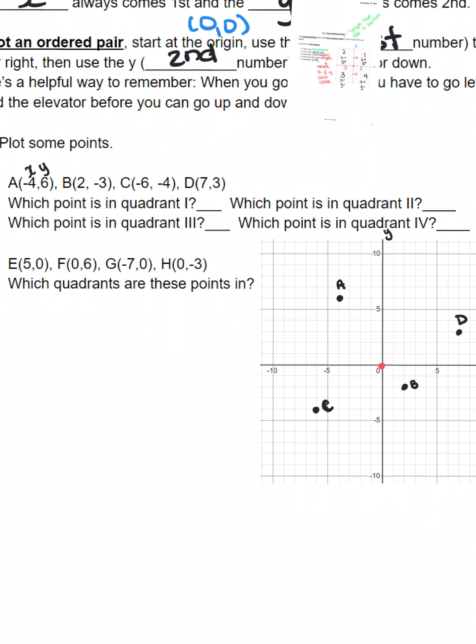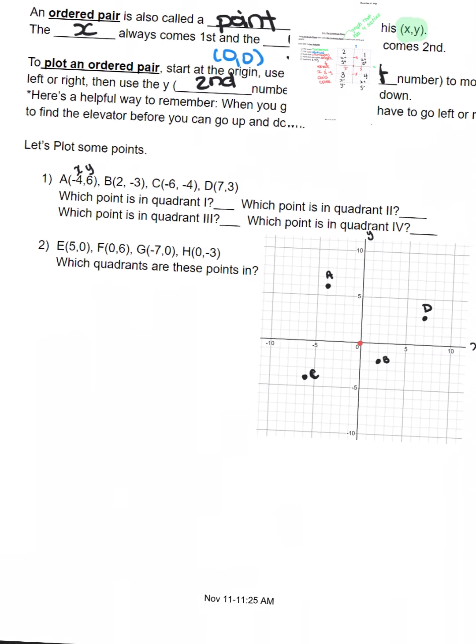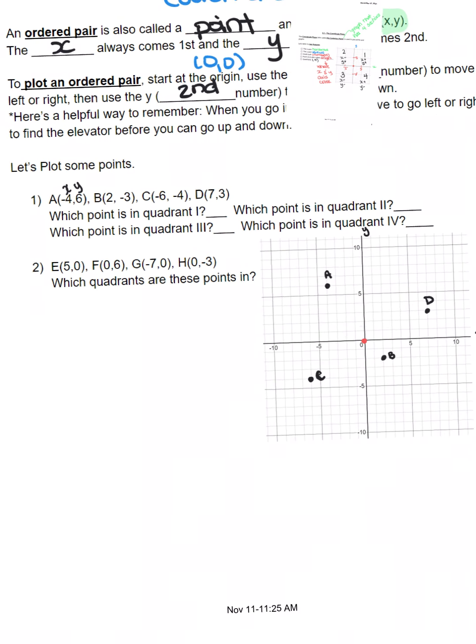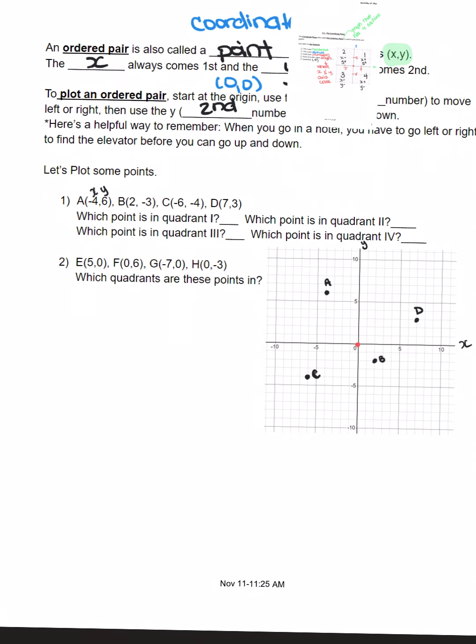So if I'm looking at this, I can see on my graph here, remember that if I were to label this, this would be quadrant 1, 2, 3, 4. And I'm going to label these. So it's saying which point is in quadrant 1. I notice that in quadrant 1 here, I have D. Which point's in quadrant 2? Well, in quadrant 2, I have A. Quadrant 3, I have C. And quadrant 4, I have B.